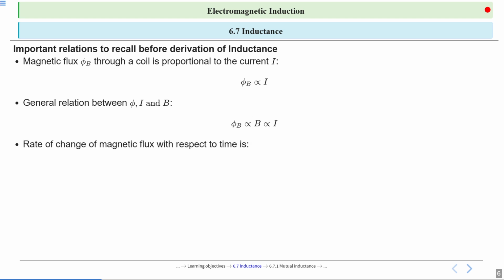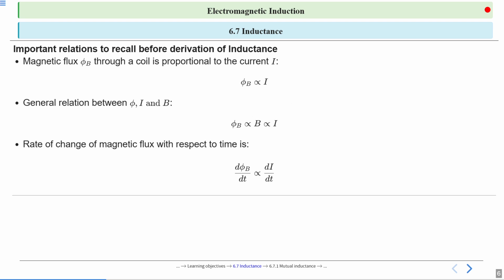Okay, so rate of change of magnetic flux with respect to time is, so the above relation, that is phi b directly proportional to I, we are going to differentiate it with respect to time. Okay, so rate of change of magnetic flux, d phi b upon dt is directly proportional to di by dt. We are going to differentiate on both sides. Okay, so change in magnetic flux will be proportional to change in current, change of current in the coil with respect to time. Got it?